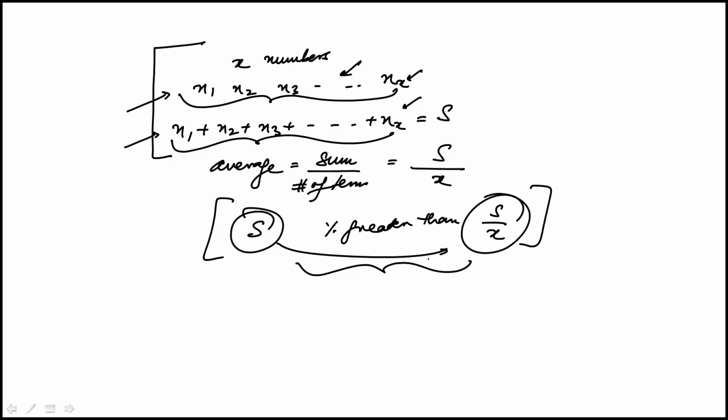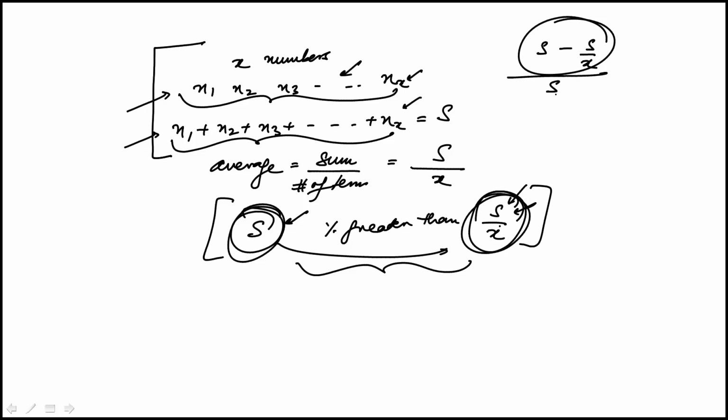So now it's easier to write the question. Question is S is what percent greater than S over X. So S is this much greater than that. And because it's percent greater, that's your base, we need to find that increment, that this amount is greater than that, as a percentage of S over X, and then multiply by 100. So that's what we're looking for.